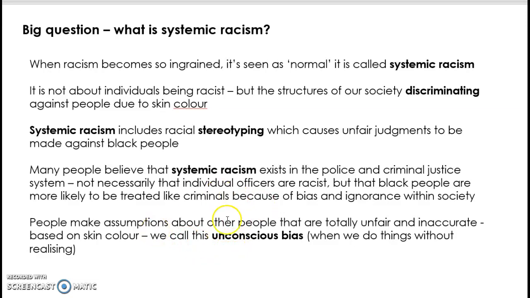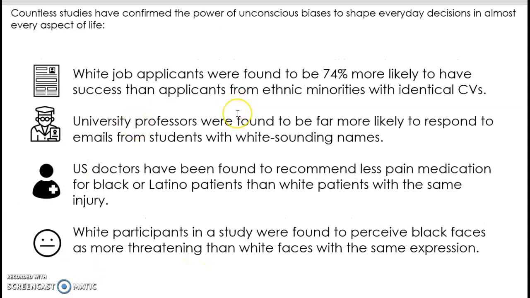And another term that's useful for you to know is unconscious bias. So often these assumptions we make are without us really realising we're doing it. They're totally unfair and inaccurate when we judge people just because of their skin colour, but we don't actually always realise we're doing it. And we call this unconscious bias. And I've got loads of examples of how unconscious bias can lead to systemic racism, and I've just picked 4 that I think are interesting.